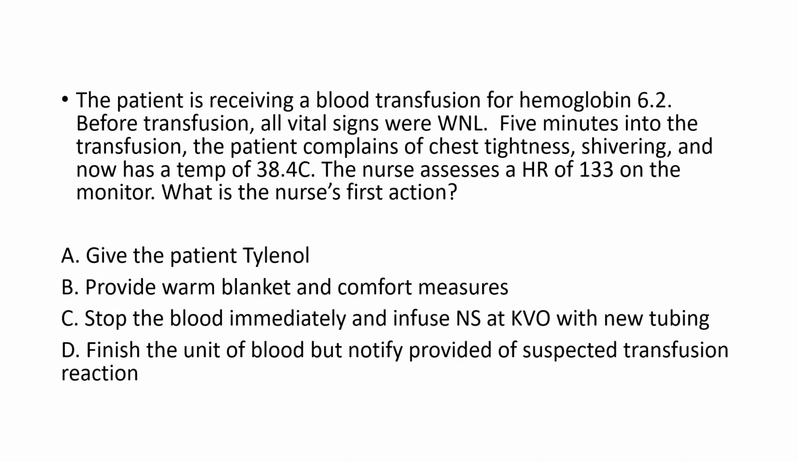The patient is receiving a blood transfusion for a hemoglobin of 6.2. Before transfusion, all vital signs were within normal limits. 5 minutes into the transfusion, the patient now complains of chest tightness, shivering, and has a temp of 38.4 degrees Celsius. The nurse assesses a heart rate of 133 on the monitor. What is the first action?